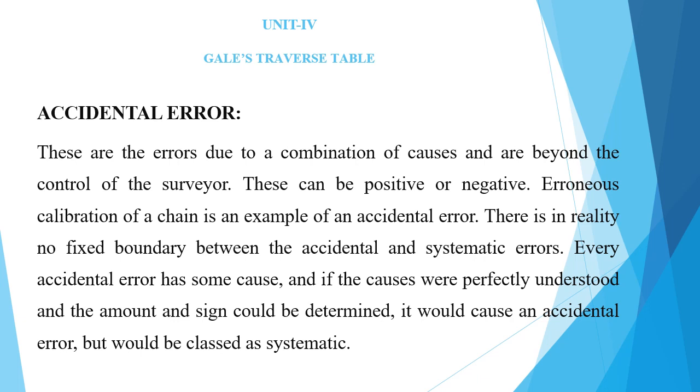Faulty calibration of a chain is an example of an accidental error. There is in reality no fixed boundary between accidental and systematic error. Every accidental error has some cause, and if the causes were perfectly understood and the amount and sign could be determined, it would cease to be an accidental error and would be classed as systematic.